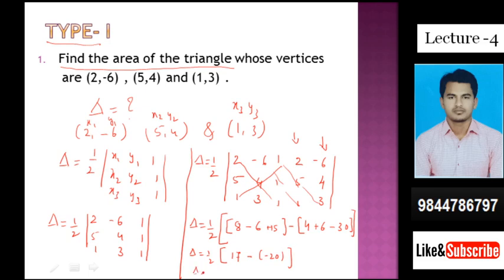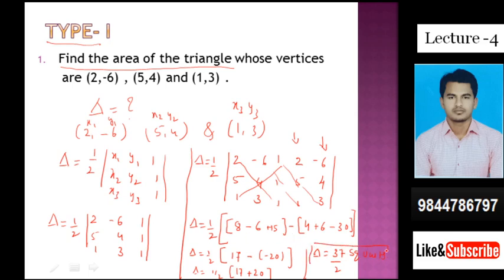This delta is equal to half into, what is the value? 17 plus 20, so delta is equal to 37 divided by 2. What is the SI unit? Square units is the SI unit.